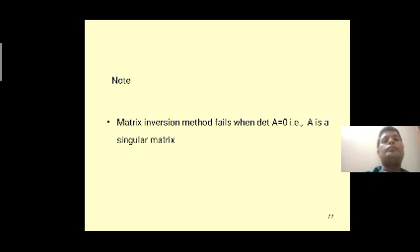Note: the matrix inversion method fails when the determinant of A equals 0, that is, when A is a singular matrix. Whenever the matrix is singular, the inversion method fails.